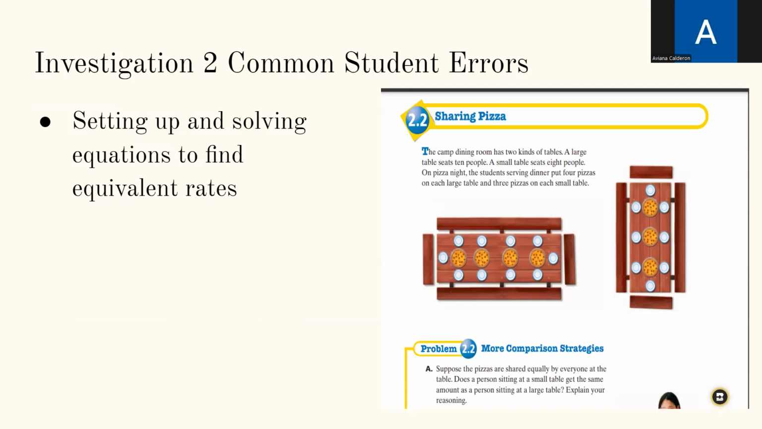A common student error for Investigation 2, given the problem on the screen: the camp dining room has 2 kinds of tables. A large table seats 10 people, a small table seats 8 people. On pizza night, the students serving dinner put 4 pizzas on each large table and 3 pizzas on each small table. The question is, suppose the pizzas are shared equally by everyone at the table. Does a person sitting at the small table get the same amount as a person sitting at a large table?